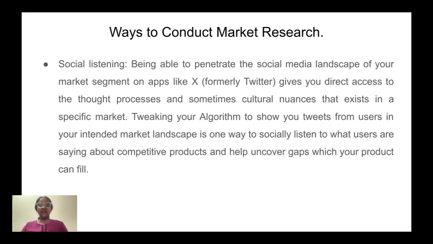Let's say you don't live in the market in which your target users live, or your product is trying to penetrate another market. You need to find ways to tweak your algorithm to show you tweets from users in your intended market landscape. I know you can go to the search bar and type certain words and just see how people are interacting, and so you can just listen socially, listen and see how your users are interacting with your products, or see how users are interacting with the concept under which your product is formed.